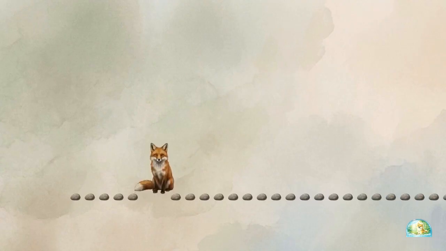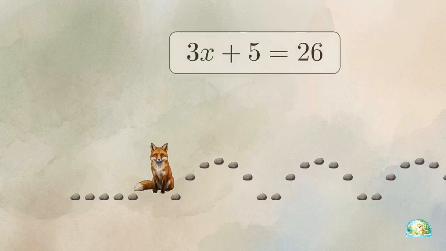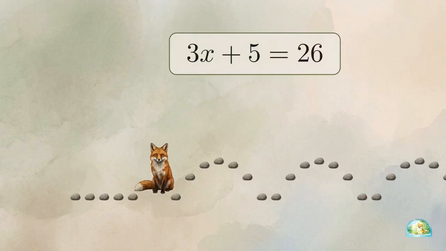Take this trail. A fox has a path that is 26 stones long. 5 stones are already behind him, and he plans to split the remaining path into 3 equal hops. We can model this exact constraint with an equation. 3x plus 5 equals 26. Establishing a clear equation is the crucial first step. It takes the physical constraints of the trail and gives us a literal path we can walk backwards to find our starting point.